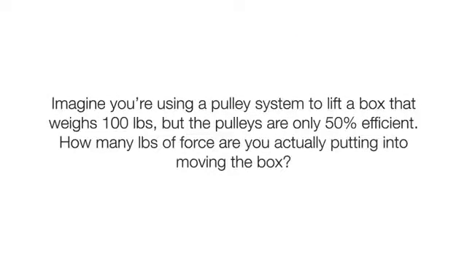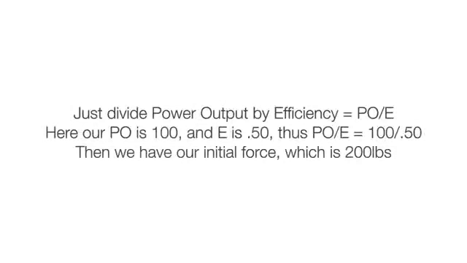Imagine you're using a pulley system to lift a box that weighs 100 pounds, but the pulleys are only 50% efficient. How many pounds of force are you actually putting into moving the box? Here's how to solve one of these. Just divide power output by efficiency.